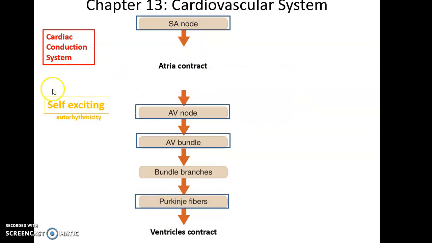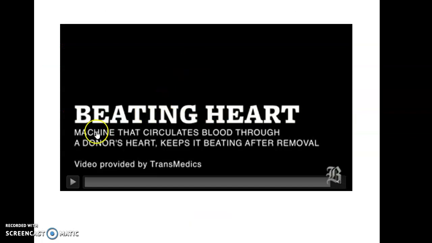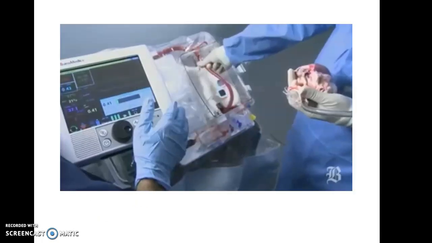And this is, of course, self-exciting. It is a type of autorhythmicity, so the brain is not necessary to cause the heart to beat. It is not necessary. As a matter of fact, here is a video to prove that. So using a machine to help stimulate the beating of a real human heart.